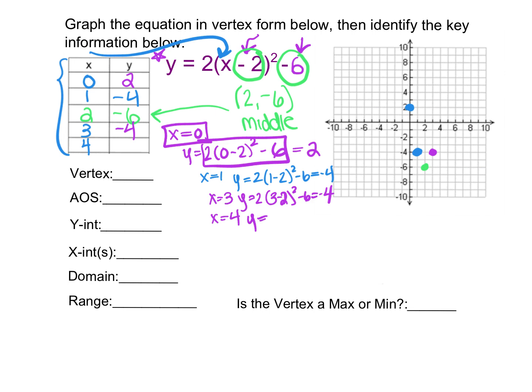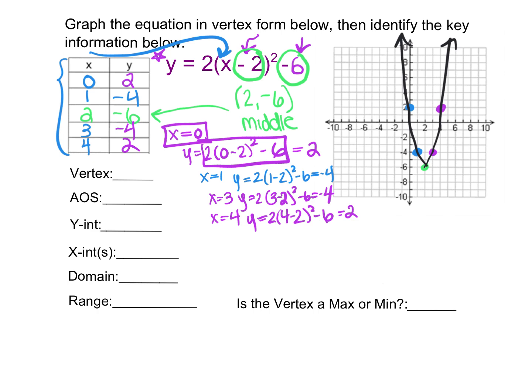And then finally, if we do x is 4, we have y equals 2 times (4 minus 2) squared minus 6. And if we calculate that on our calculator, we find that that is also a positive 2, which again, x is 4, y is 2. We see that that whole thing is symmetrical. So that's a really good check that we're calculating our points correctly, and we have the correct vertex of our graph. So there is our parabola.